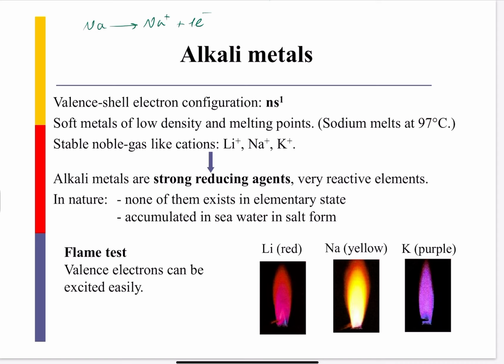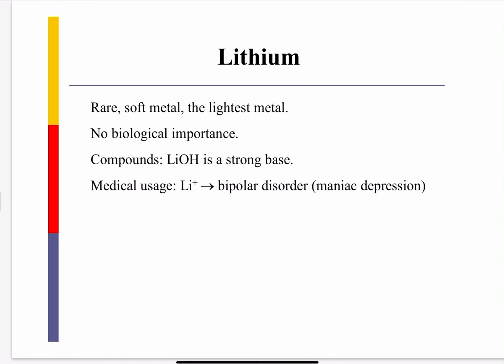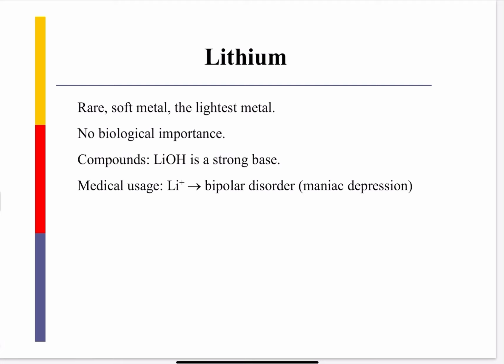One of the important things about this group is that they have different flame tests. For example, lithium gives a red, sodium a yellow, and potassium a purple color. The qualitative test for the recognition of this group is the flame test.